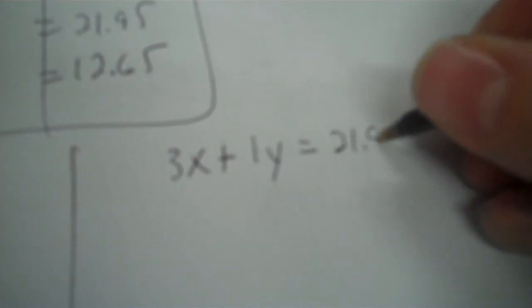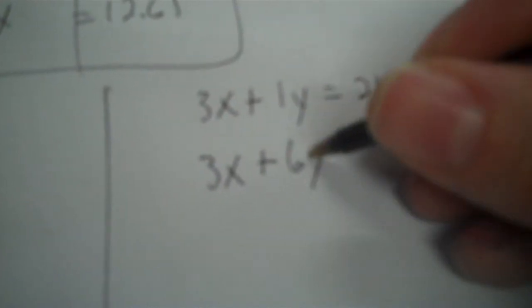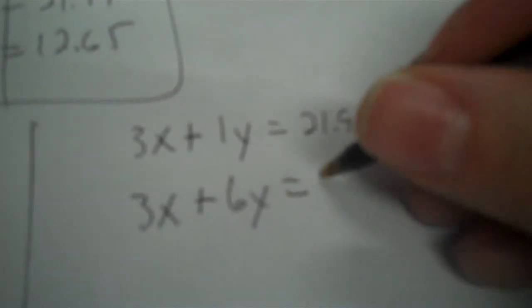Nothing's the same, so you have to multiply by 1 and by 3. So on top, 1 times 3x is 3x, 1y, and then 21.95. Then on bottom, 1x times 3 is 3x, 2y times 3 is 6y. Then I take a calculator, 12.65 times 3, 37.95.